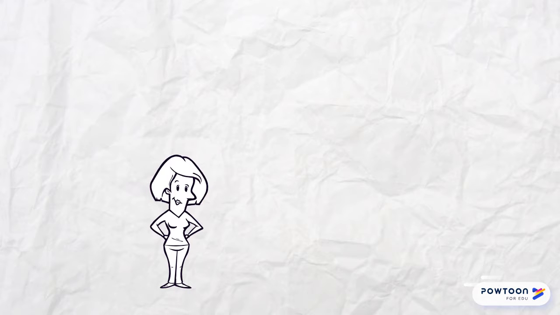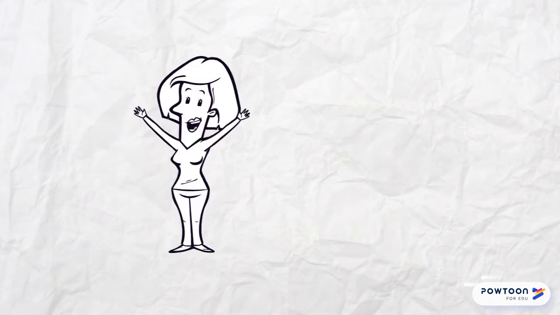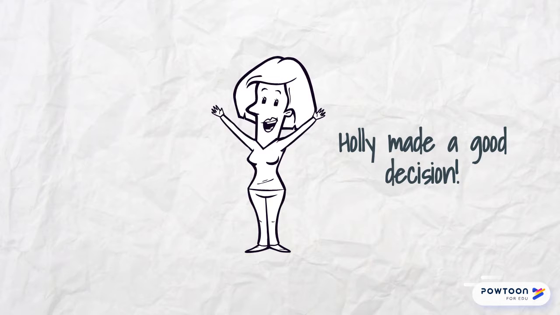Holly decides to not buy another pizza. She decides that the cost of a second pizza is more than the benefit she would get from it. Holly made a good decision. She wouldn't have enjoyed the second pizza as much because she wasn't as hungry. She may not have been able to eat the second pizza because she was full. Or if she did, she may have felt bad because she ate too much.